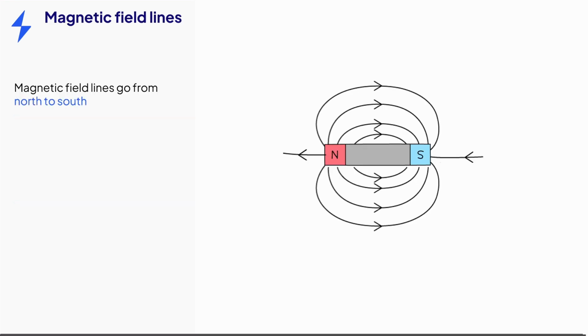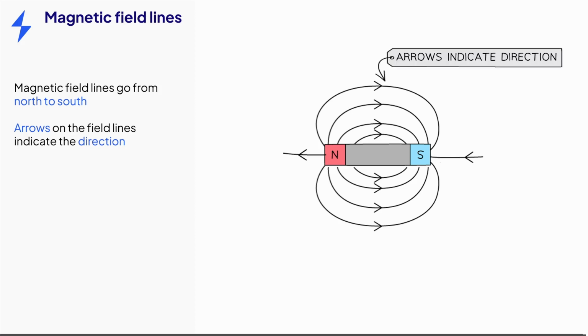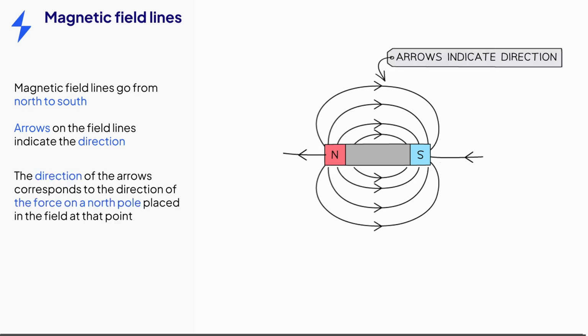Magnetic field lines always come out at the North Pole and go in at the South Pole. They go from north to south. This is indicated by arrows on each field line. The direction of the arrow shows the direction that the force would act on a North Pole placed in the field at that point. Remember to draw these arrows on any diagrams that you are asked to produce in the exam because there is usually a mark for doing so.